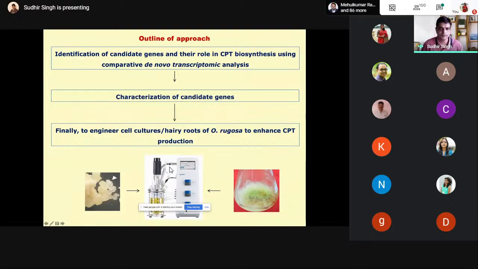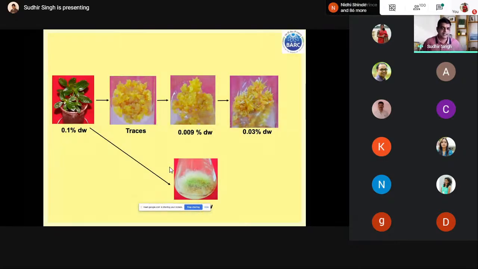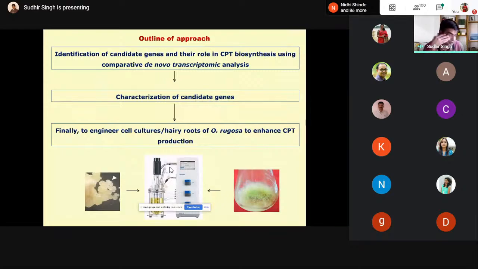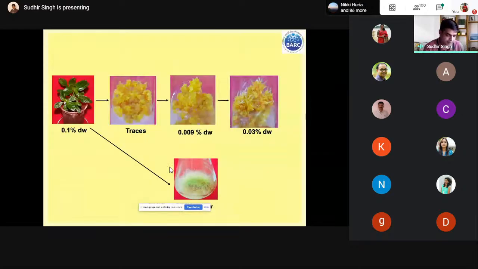That is how our approach is. Even if your professor gives a problem that you have to solve, first we have to see the approach, and then we have to solve it one by one. So this slide is very important when we want to identify a gene, especially if nothing is known about the system.